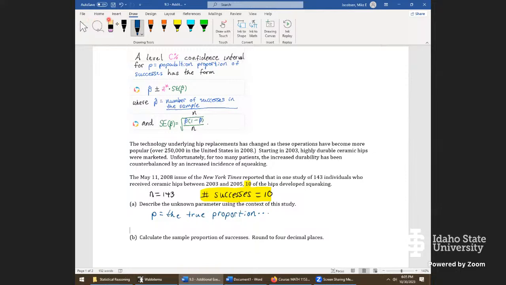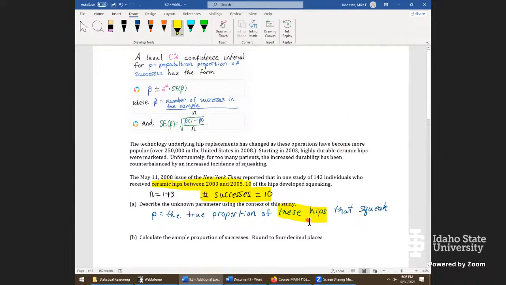Exactly. We could say the true proportion of these hips that squeak. I put right here, I'm going to undo this highlighting for a moment, but I said these hips, to count for ceramic hips marketed specifically between 2003 and 2005.